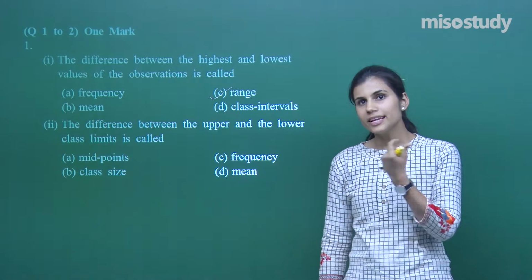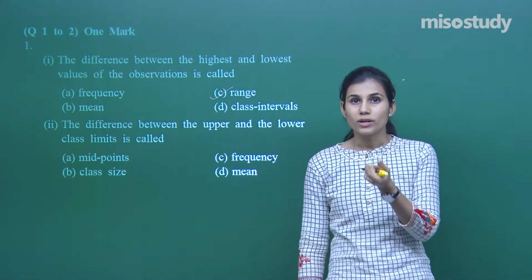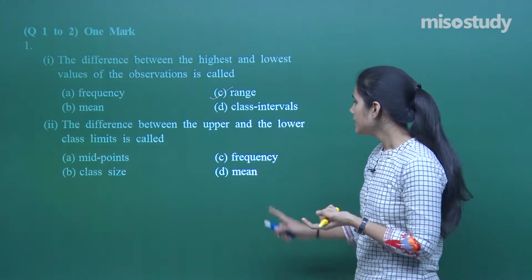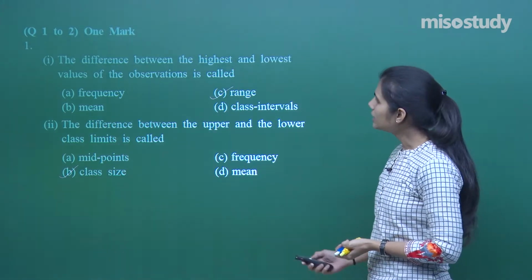And the difference between the upper and the lower limit of the given class interval is called what? I have a class interval A to B. What is B minus A called? It just gives you the class size. What is the width of that class interval? It gives you the class size, right? Let's talk about the next question.